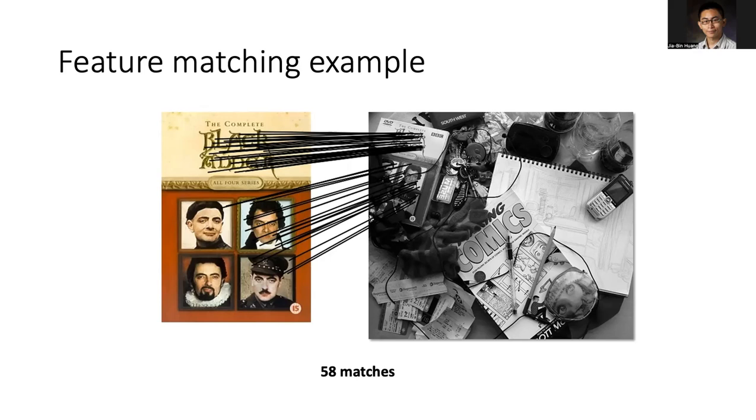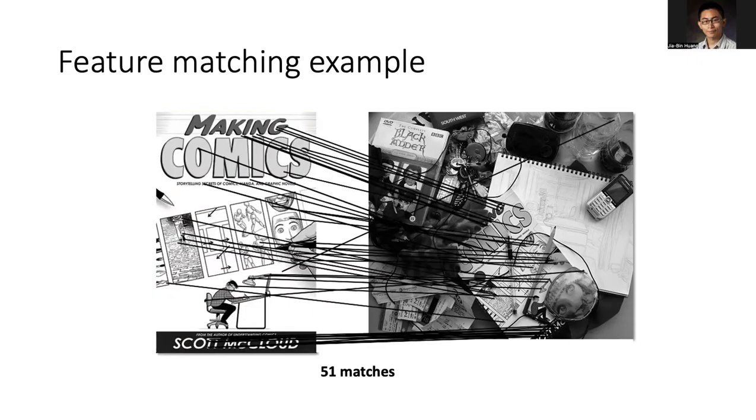The problem here is that there are still wrong matches, there are still outliers. So in the next lecture, we will talk about how we deal with these outliers and how we make things robust. Thanks.